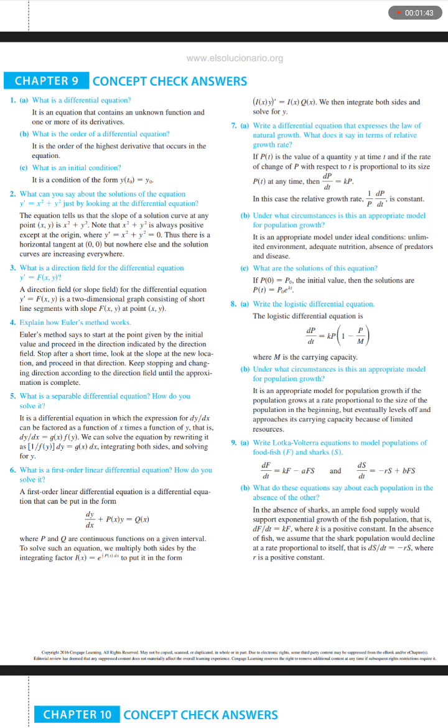Question 3. What is a direction field for the differential equation y' = F(x, y)? A direction field, or slope field, for the differential equation y' = F(x, y) is a two-dimensional graph consisting of short line segments with slope F(x, y) at point (x, y).